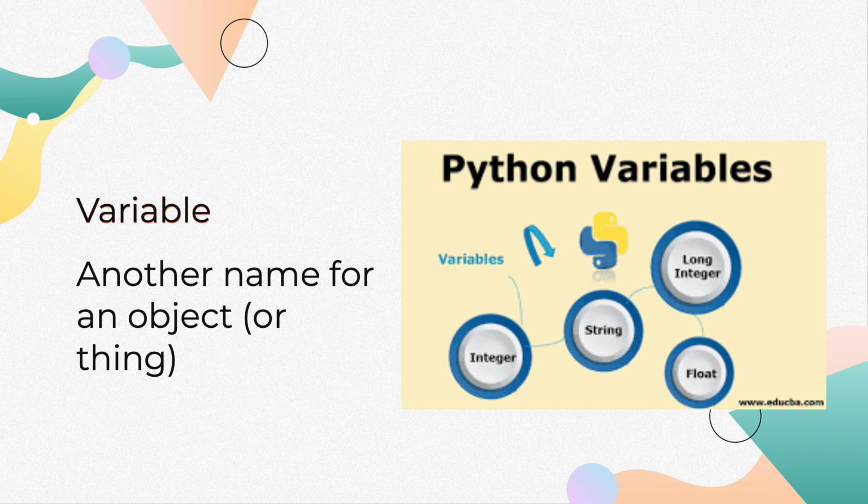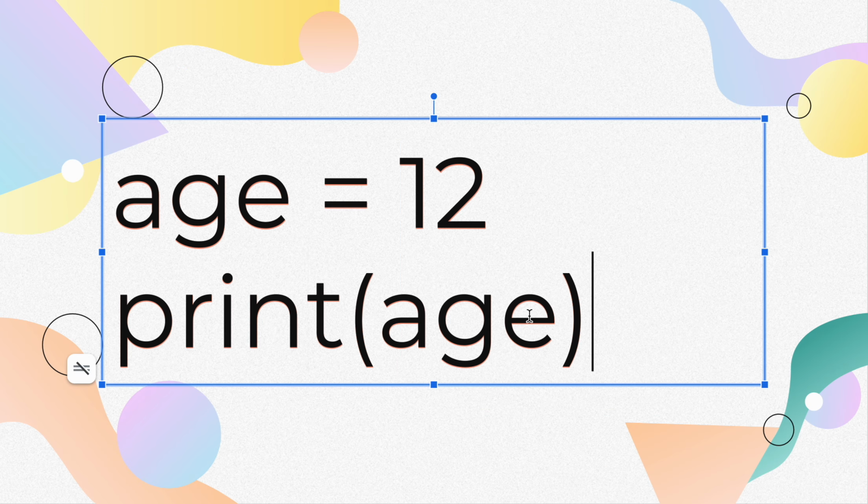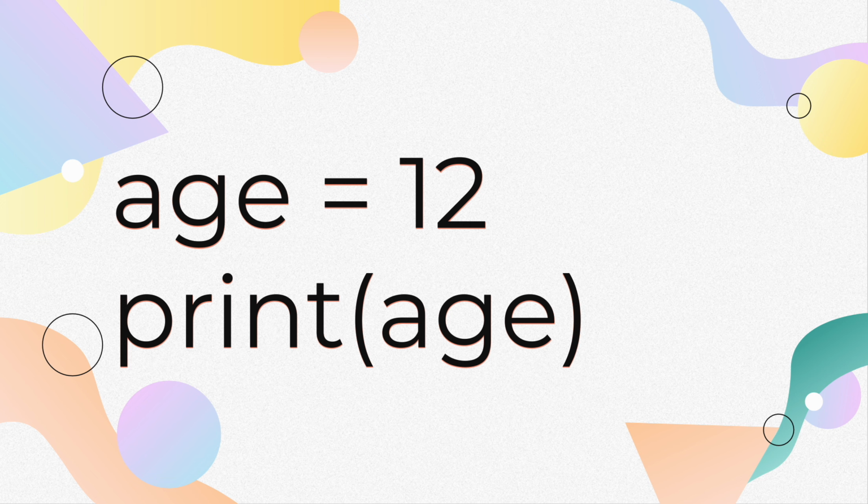Let's take a look at our very first coding concept, which is a variable. A variable is another name for an object or a thing. A score variable is a variable because it keeps track of the score. Let's take a look at the following example. Age is 12 and we print age. Pause the video here and think about what this code will print.